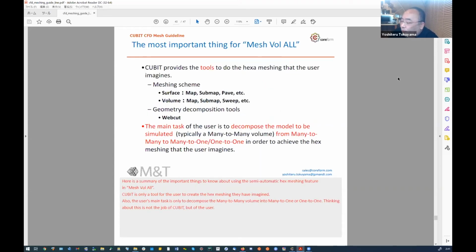Here is a summary of the important things to know about using the semi-automatic hexa meshing feature in mesh volume all. Cubit is only a tool for the user to create the hex meshing they have imagined. Also, the user's main task is only to decompose the many-to-many volumes into many-to-one or one-to-one. Thinking about this is not the job of Cubit, but of the user.